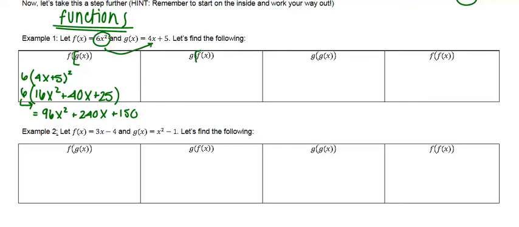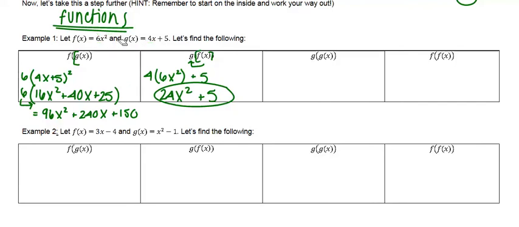Okay, for the second one, we want to go ahead and take function f and plug it in where we see x and g. So we start on the inside and we plug it into whatever's on the outside. So if I write this out, I should have 4 times our new x plus 5. So this one is a little bit simpler because I don't have to FOIL. 4 times 6x squared gives me 24x squared plus 5. I can't simplify it, so I'm actually done. That's going to be my final answer.